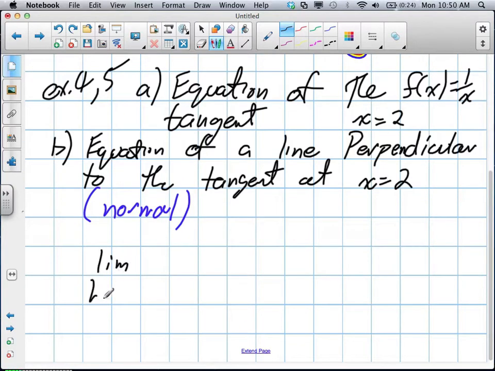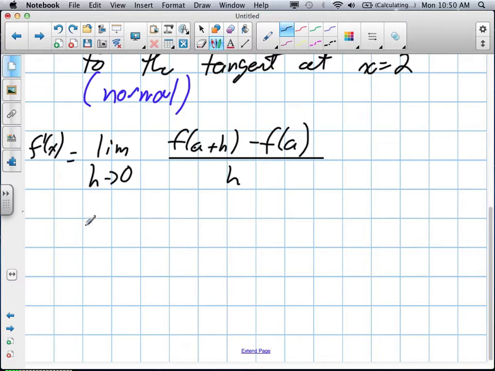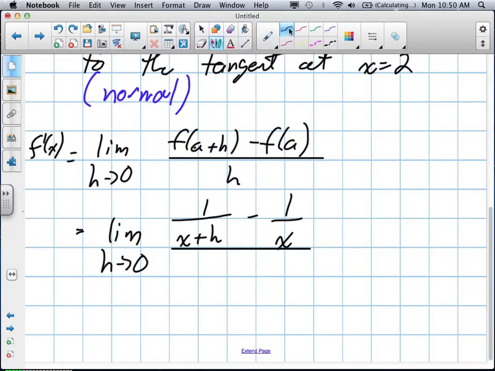Our limit as h approaches 0, or f prime, is what we're looking for here. Say f prime of x is, and our formula is, I'll write it all out again, f of a plus h minus f of a, divided by h. We're going to plug our function into this. So the limit as h approaches 0. Our function was 1 over x. So we're going to be left with 1 over x plus h, where x is our a value, subtract the original function, 1 over x, all divided by the term h.